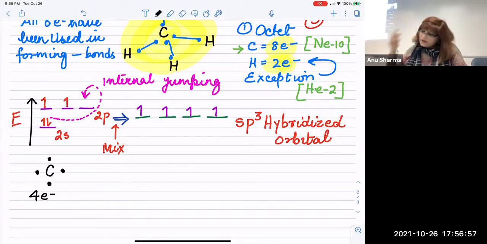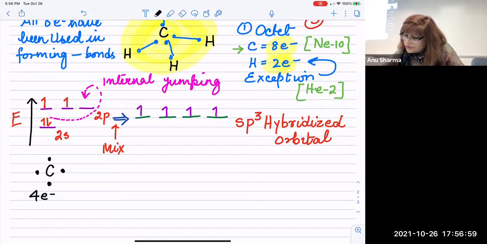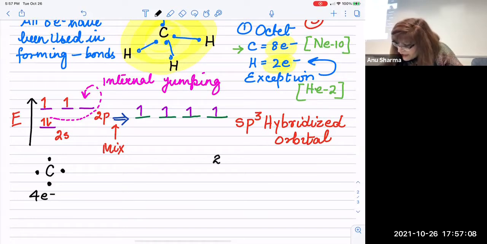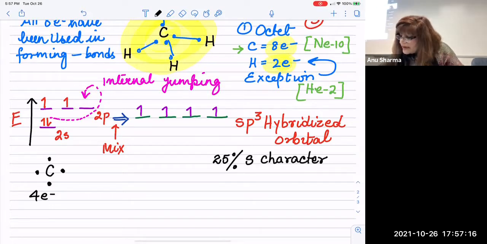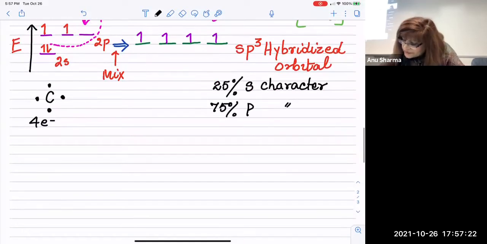In this case, 3 p's and 1 s are mixing. So this is sp3 hybridized, which means it will have 25% s character, like the characteristics of the s orbital, and 75% p character. So how do they look? This is how. Let me just move this here.